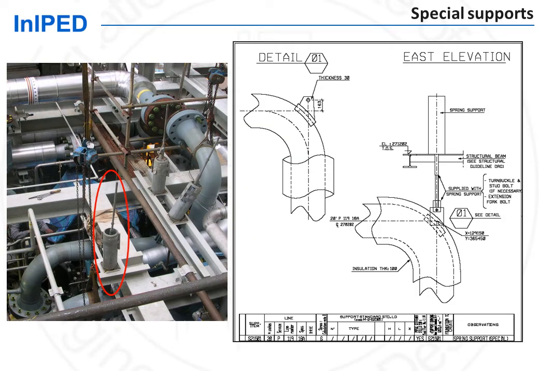A few special supports require specific material such as spring supports or hangers, rigid struts. The material requisition for this special support equipment is issued by the stress and support discipline.